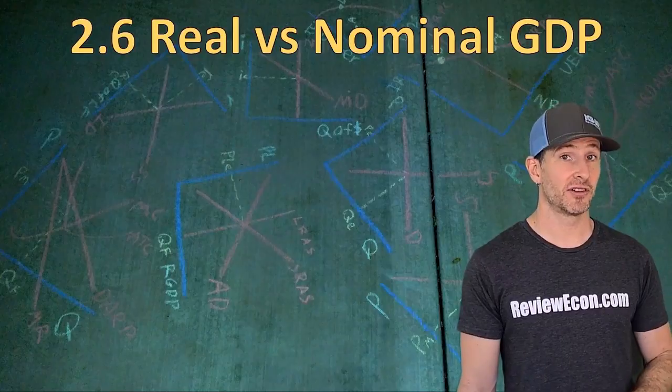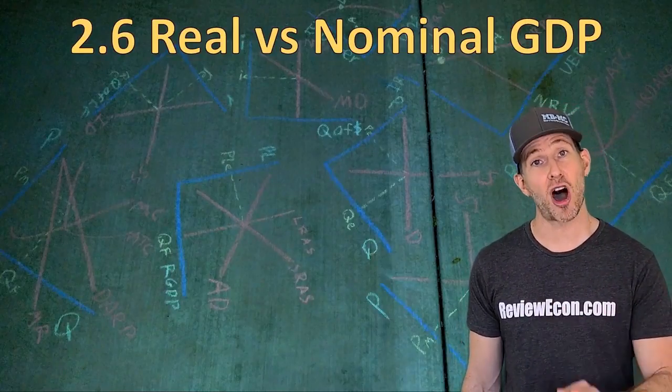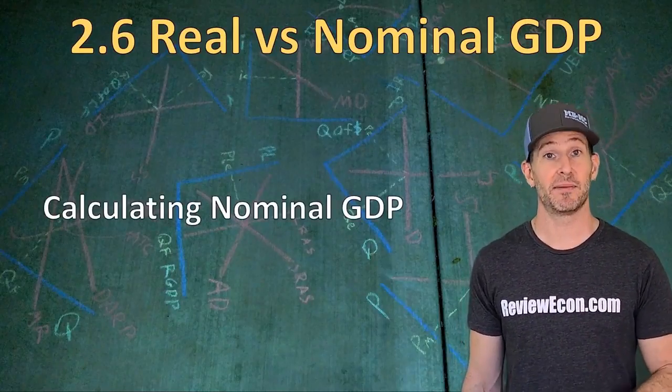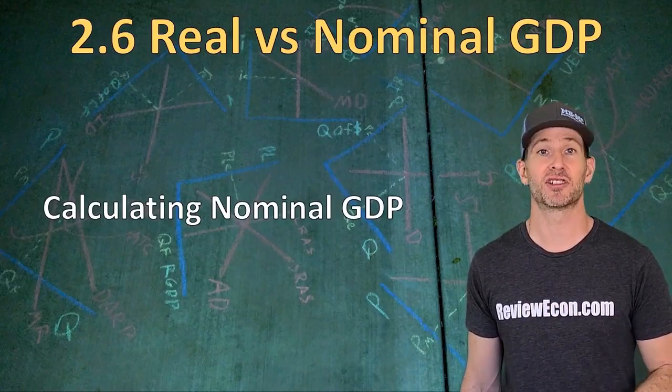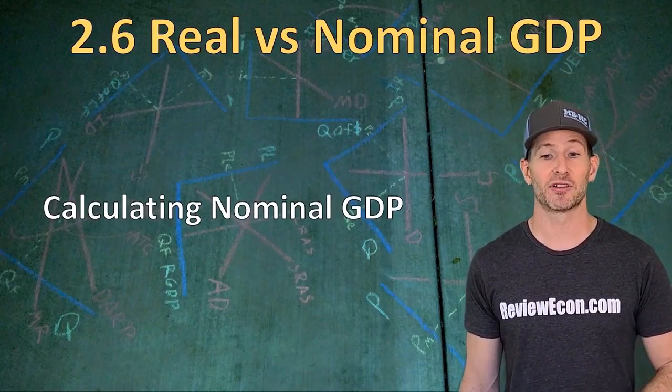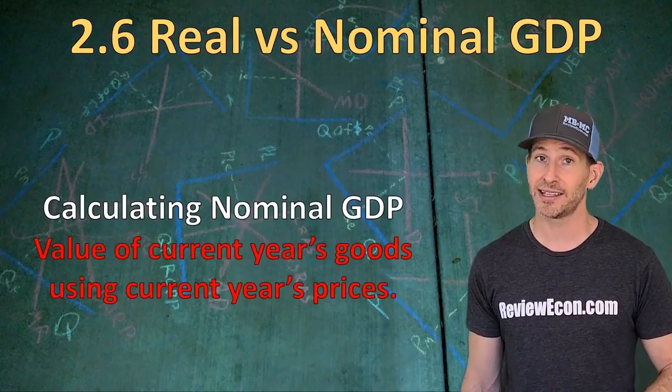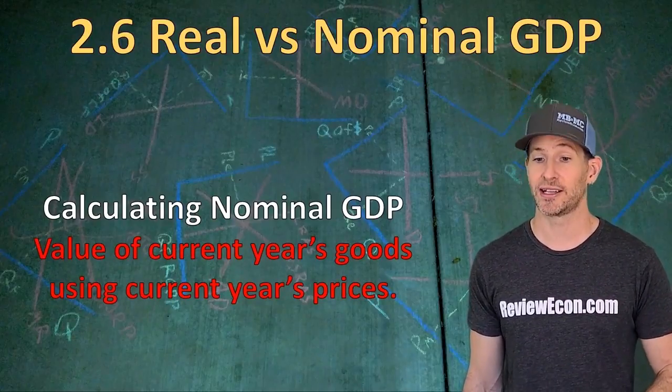The first thing you need to do to calculate a GDP deflator is calculate nominal GDP. Nominal GDP means GDP that has not been adjusted for inflation. In order to find nominal GDP, you find the value of the current year's goods using the current year's prices.